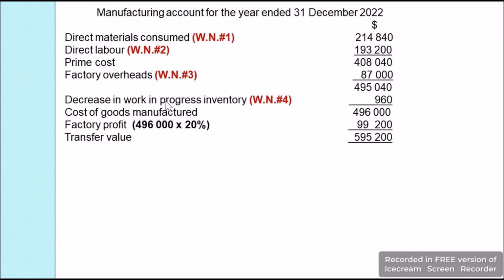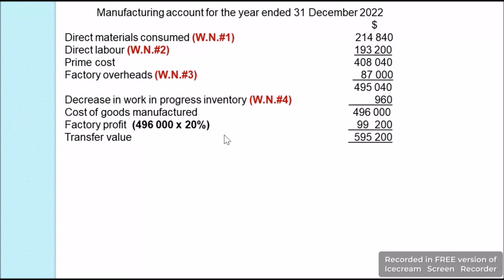Then the decrease in work in progress inventory, which was explained in the fourth working notes, is $960. So when we add this, we get the cost of goods manufactured as $496,000. This is the cost. On this we will add the markup, that is 20%, that is cost times 20%. For $496,000 times 20%, we get the factory profit as $99,200.